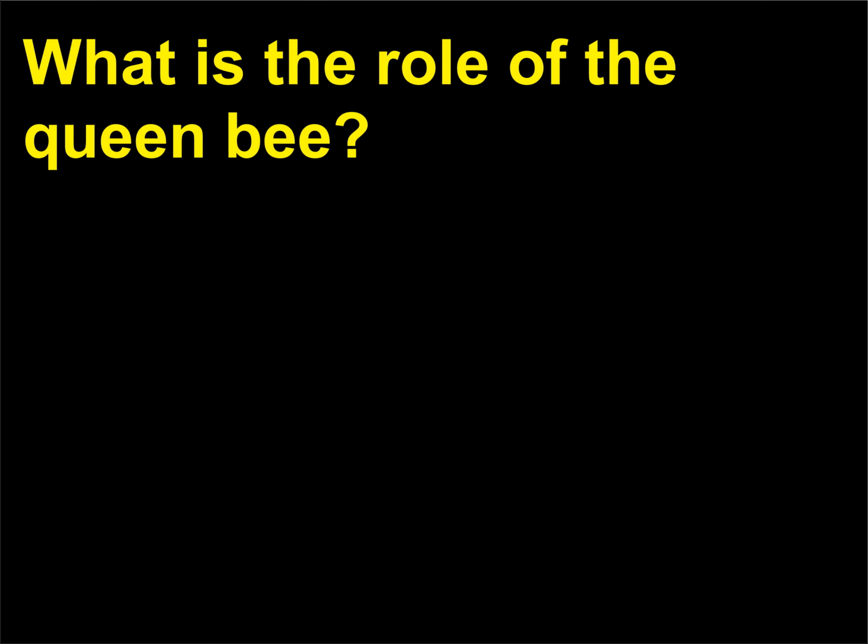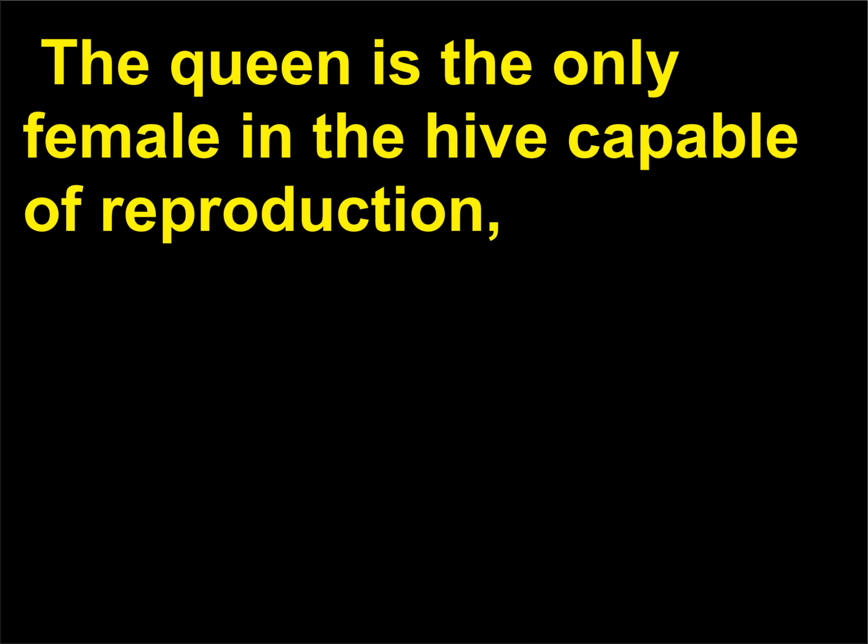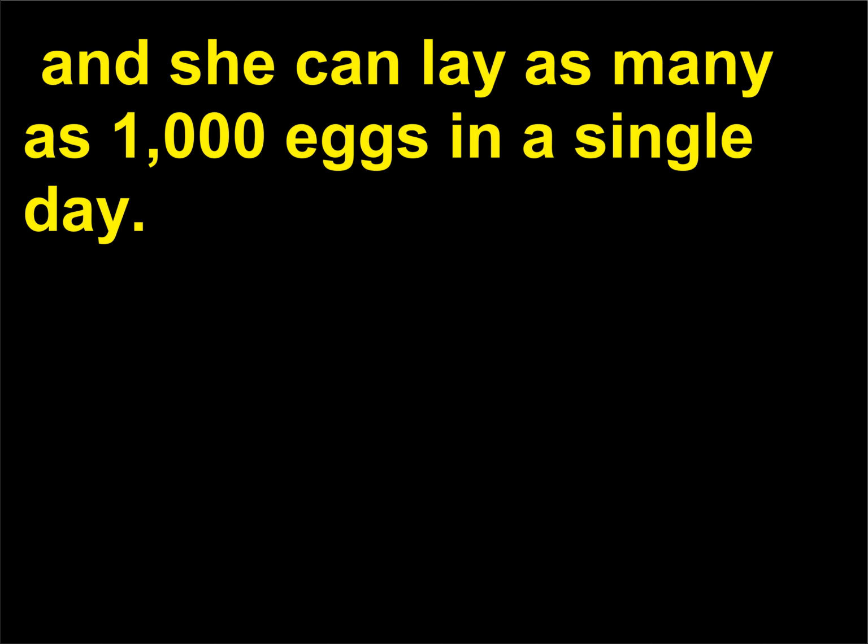What is the role of the queen bee? A honeybee society is made up of a single queen, a few male drones, and up to 80,000 female workers. The queen is the only female in the hive capable of reproduction, and she can lay as many as 1,000 eggs in a single day.